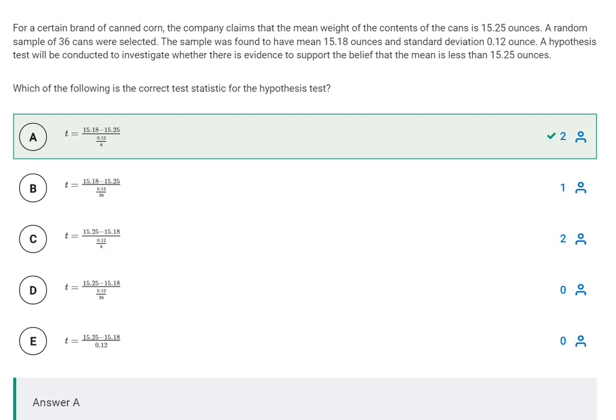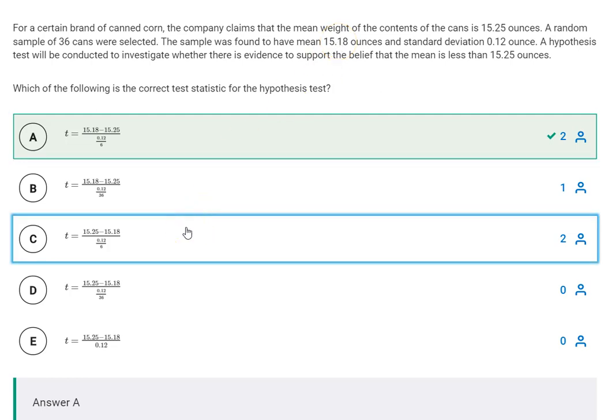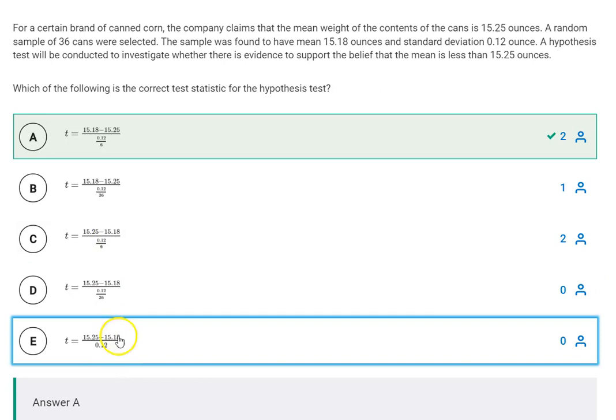Okay, so how do you do the test statistic for the hypothesis test? It's going to be X bar, sample mean, minus mu, population mean. The company's claim would be the population mean, and then they specifically say the sample mean is 15.8. So first of all, we would eliminate any place where the 15.25 is first, because we want sample minus population. So C, D, and E are automatically eliminated.